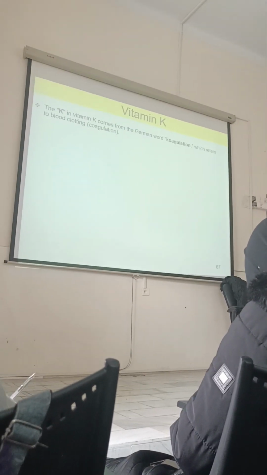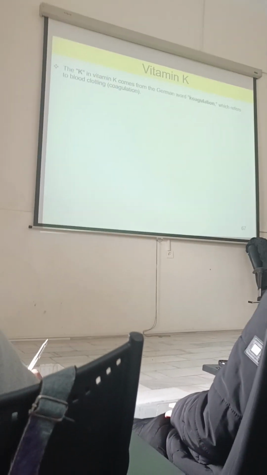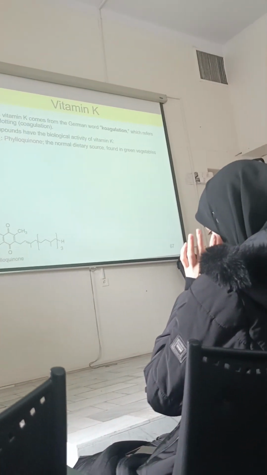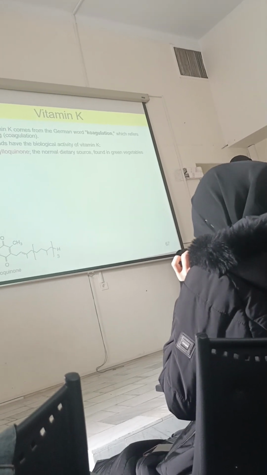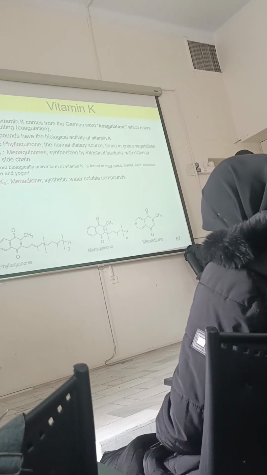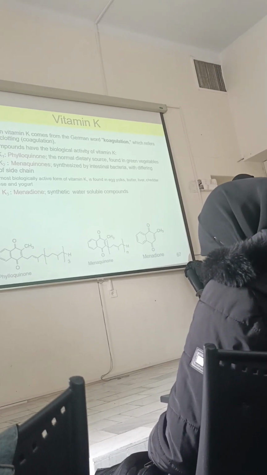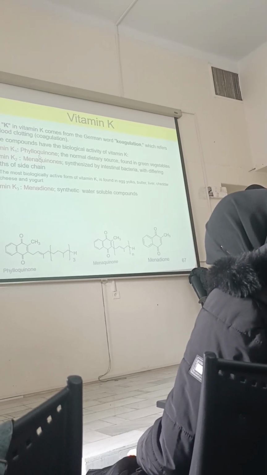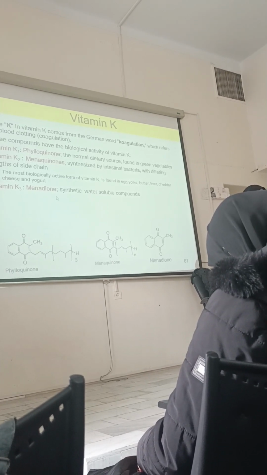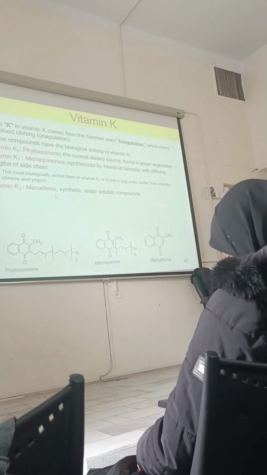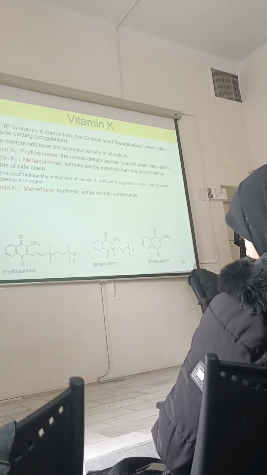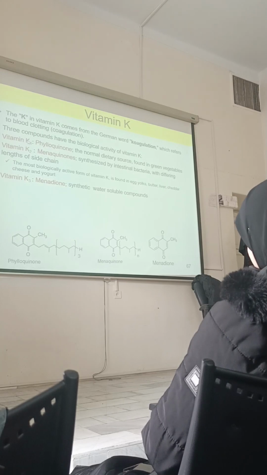And the last vitamin, vitamin K, originated from the German word koagulation. It's very clear that it's very important in the blood clotting process. We have a free form, and this free form is very, very important. The names: K1 is phylloquinone, K2 menaquinone, K3 menadione. Another important point: the most biologically active form is K2. The normal dietary source is K1.